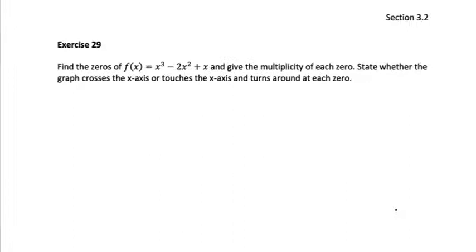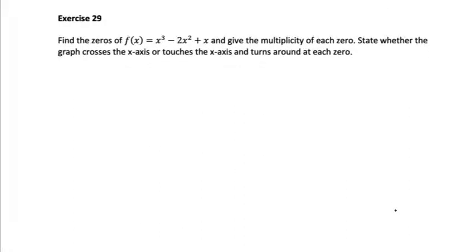Okay, we're going to do a couple more problems here to practice this, and we're going to start with exercise 29. This is one of the homework problems, and you'll see something similar in your homework assignment. It says to find the zeros, and this time the problem isn't already factored. So I need to do that first in order to find the zeros. What I have here is f of x equals x to the third minus 2x squared plus x.